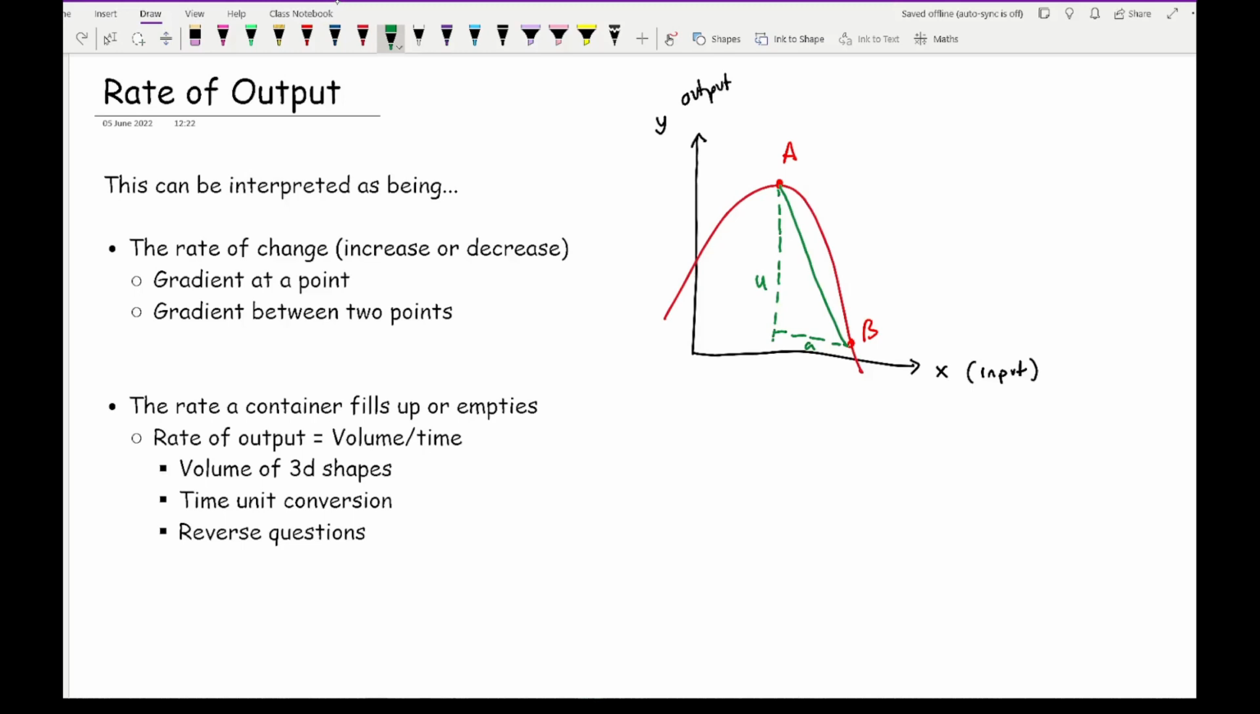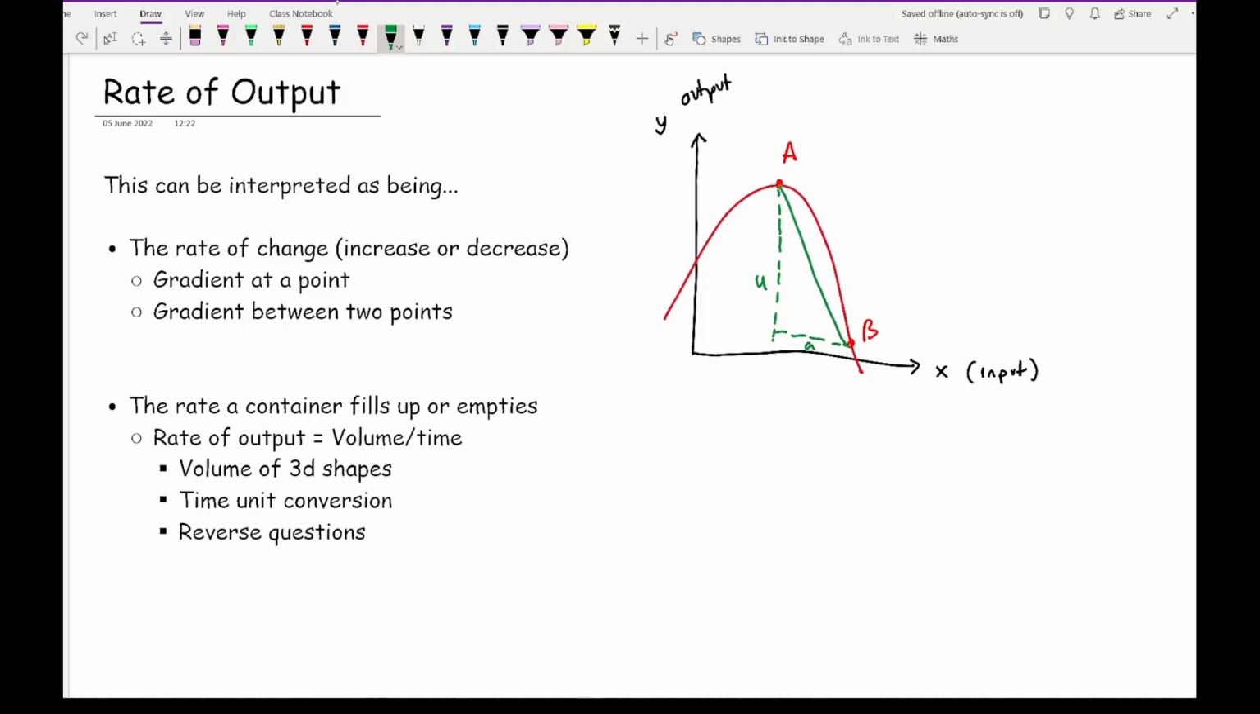Now the next one, I would say, is going to be more applicable to the rate of output, which is basically working out the rate at which a container either fills up or empties. Now, in terms of this, the rate of output is the volume of the shape divided by how much time you are taking.